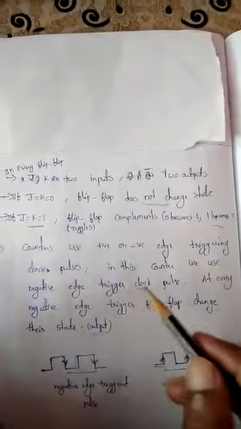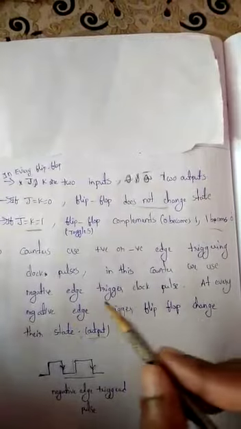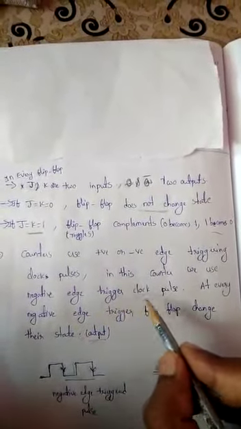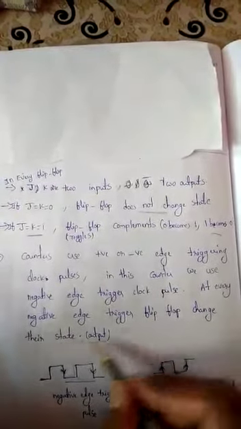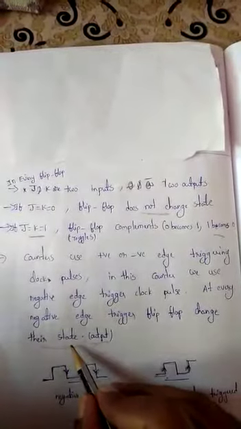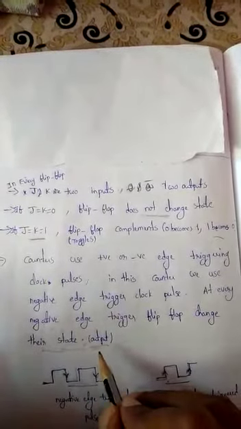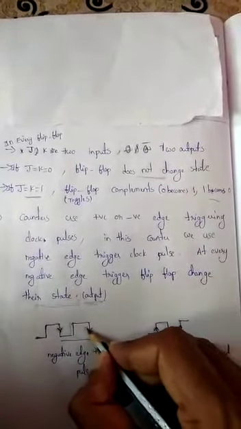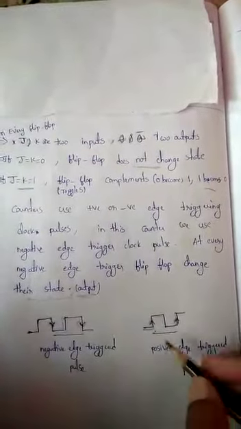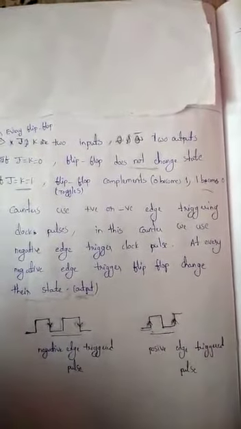A counter uses positive or negative edge triggering clock pulses. In this counter we use a negative edge trigger clock pulse. That's why at every negative edge of the clock pulse, flip-flops change their state, meaning they change their output. This is the negative edge clock pulse, and this arrow mark indicates the negative edge. This is the positive edge trigger clock pulse, and this arrow mark indicates the positive edge.